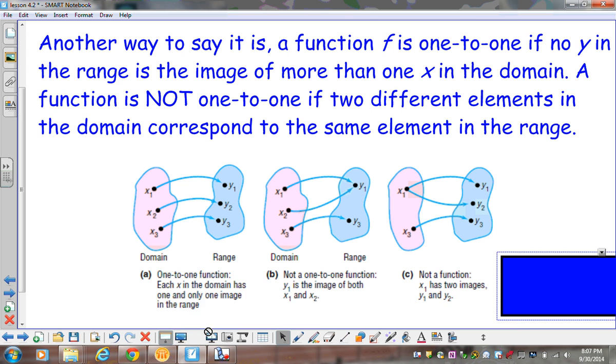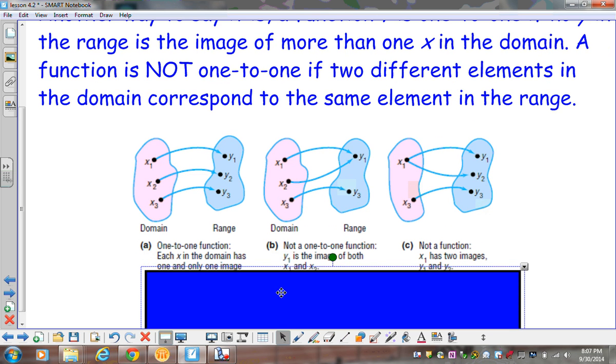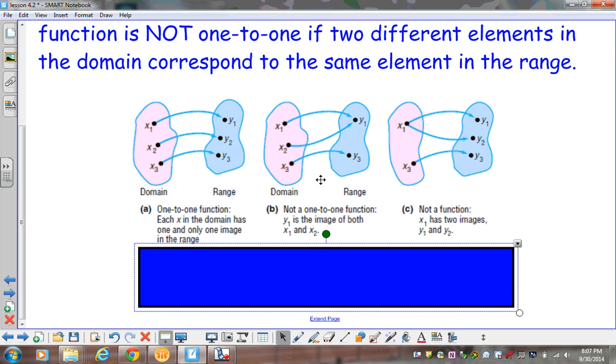So the first one was a one-to-one function because none of the x values repeated and none of the y values repeated. The second one was not a one-to-one function, but it was a function. And this third one's not even a function, therefore it can't be one-to-one. So that's just looking at a mapping.